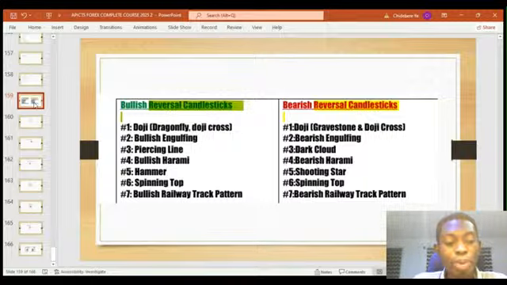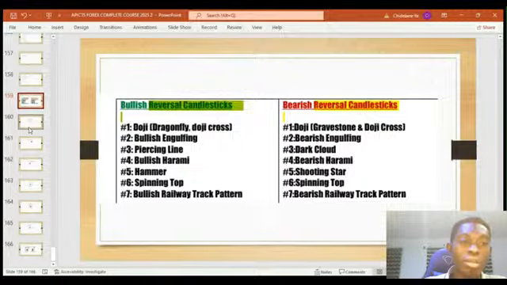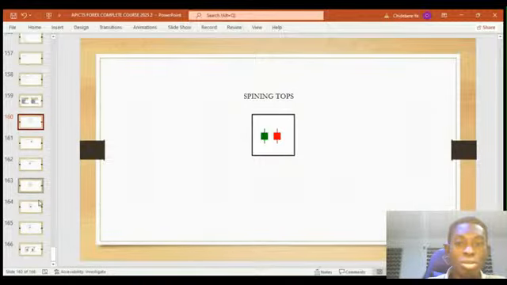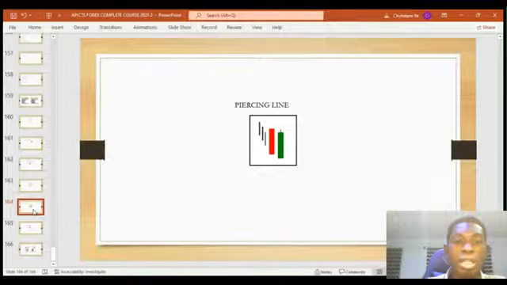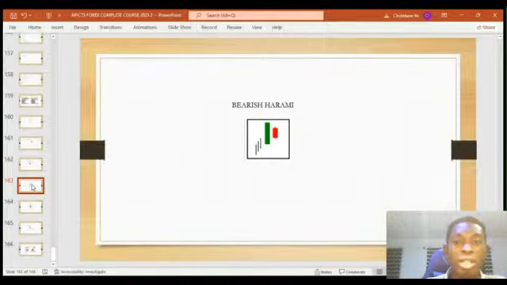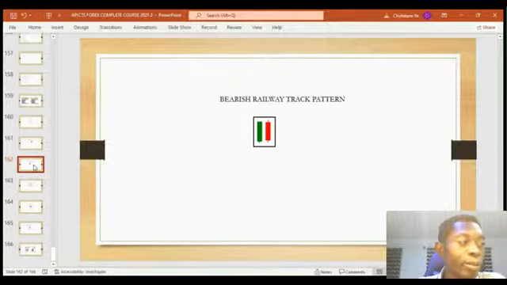So price is selling, and all of a sudden it got to a support. And at that support, you see another green candle that is the same size as the previous bearish candle. It is called a railway track. It's also a reversal candlestick pattern that you should pay attention to. Okay, this is how it looks like. This is how a bearish railway track looks like. The second candle is what determines whether it is bearish or bullish.